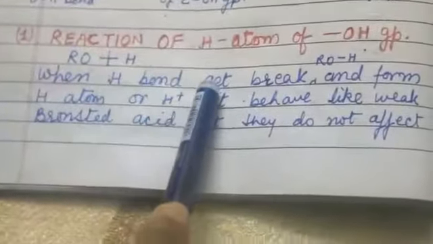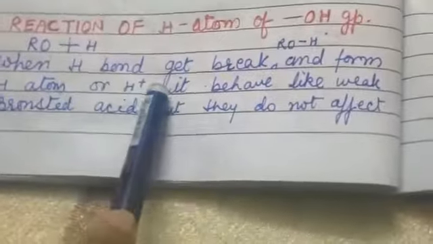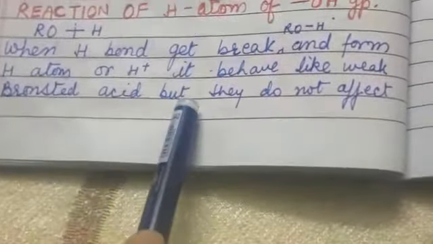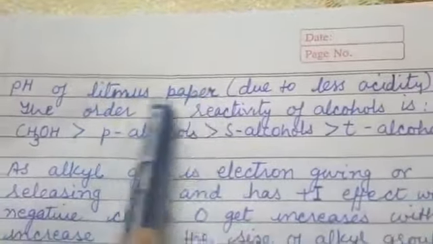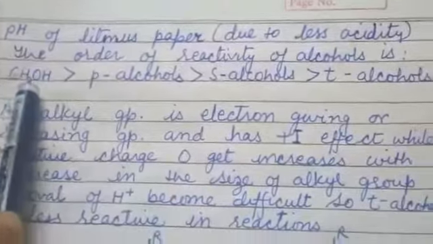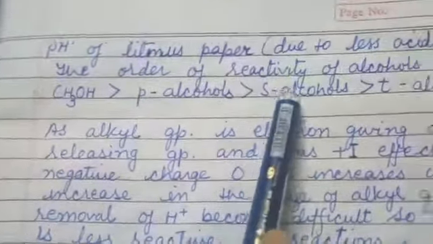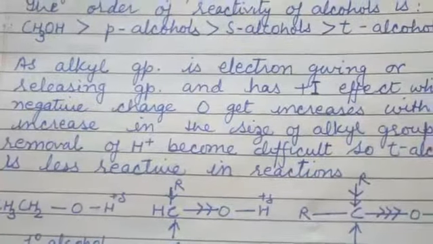So when the H bond gets broken from this and forms H atom or H ion, it behaves like a weak Bronsted acid, but they do not affect the pH of litmus paper as the acidity is low. So it does not affect the litmus paper. The order of reactivity of alcohol is like this: methyl alcohol, primary alcohol, that is ethyl alcohol, secondary alcohol, tertiary alcohol. See, just understand the simple thing.